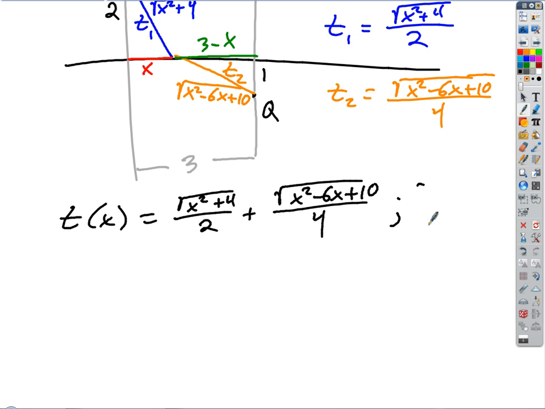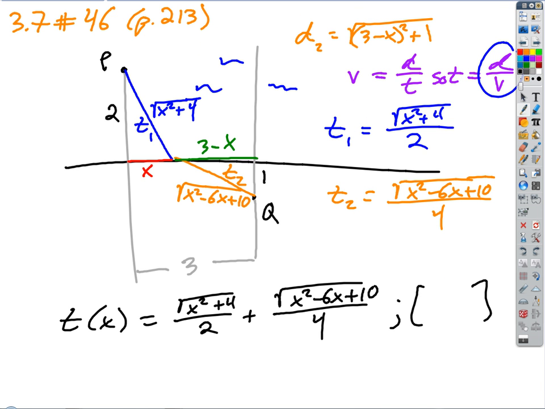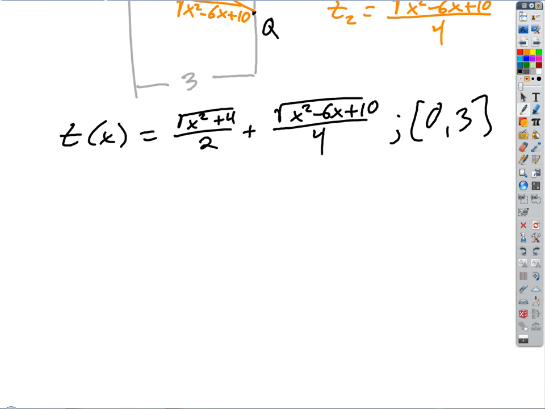What's our domain going to be in the picture? X is the independent variable. 0 to 3, right? Obviously, he's not going to probably aim for a point backwards down the coast. He's not going to overshoot. I mean, that's not going to minimize time. So, 0 to 3. So now all we have to do is a little calculus, right?